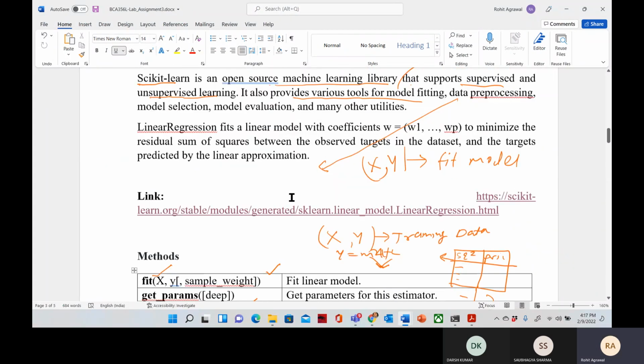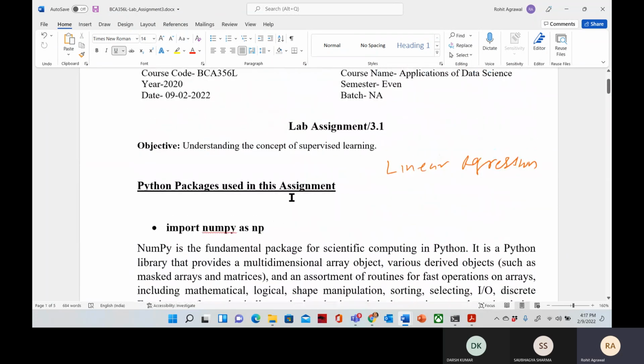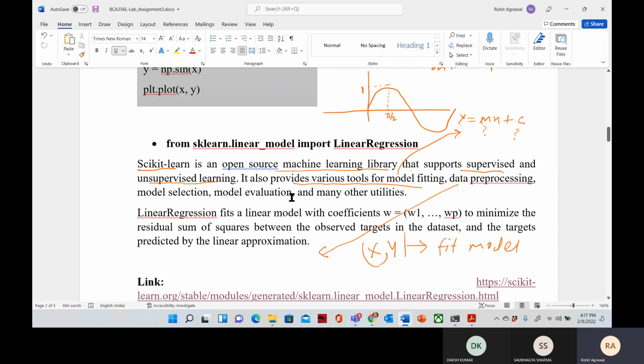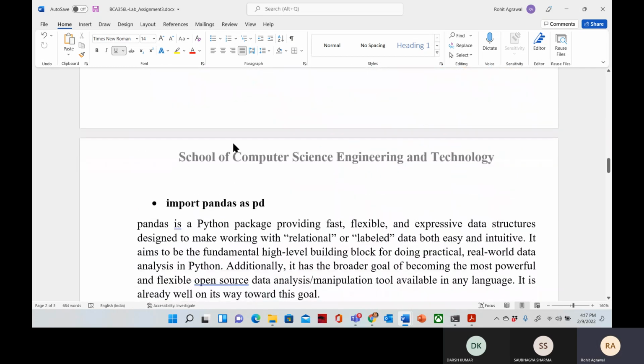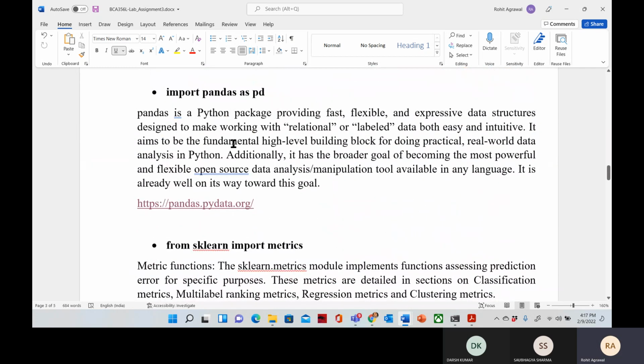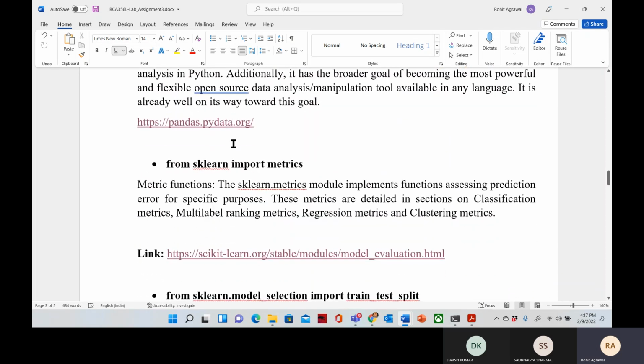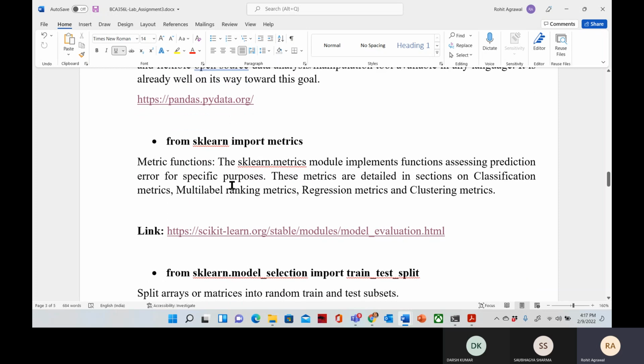What I'm going to tell you here: NumPy, Matplotlib, sklearn. In sklearn, sometimes we need to use a linear model, sometimes Gaussian, SVM, classification, or whatever is available. We will see. And Pandas we will always need to use in our classes. Then we need to use metrics to check the error or for some other specific purpose.